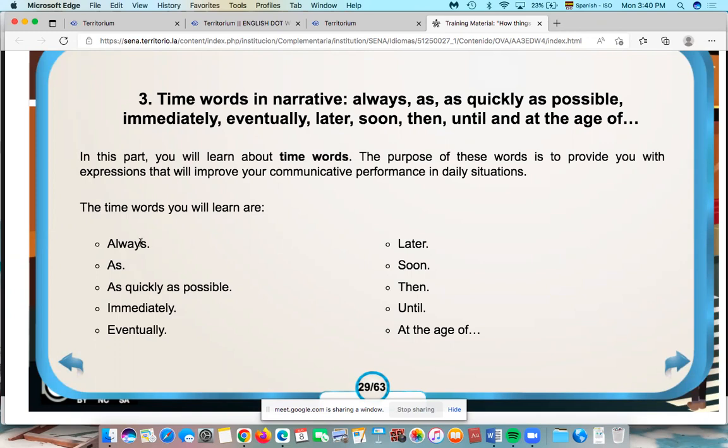If we say always, we're talking about frequency. As quickly as possible is something that you consider should be done immediately. Eventually is something that at some point is going to happen, yes? Eventually is similar to saying finally, right? Eventually is something that finally is going to happen.